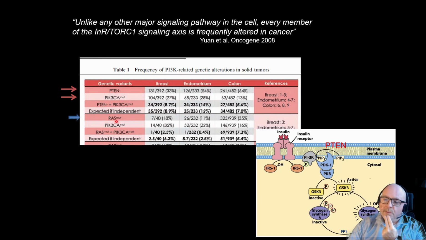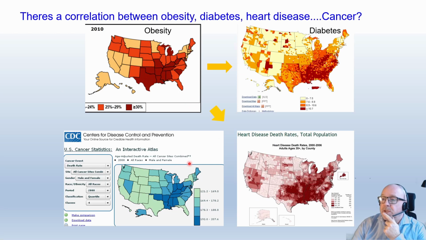Then we mentioned RAS being downstream of insulin signaling as well, right? This RAS, RAF, MAP kinase pathway is also mutated in 18% of breast cancer, 11% of endometrial cancer, 35% of colon cancer. We were up to 82 plus 11, 93% of cancers that frequently have this mutation. That's a lot. So there is a correlation between obesity, diabetes, heart disease, and cancer.